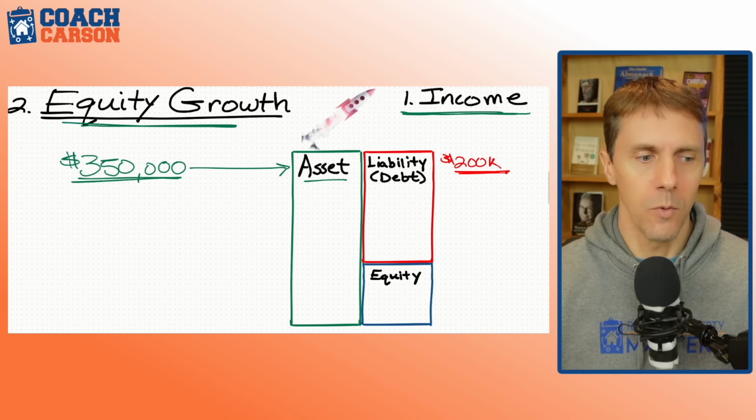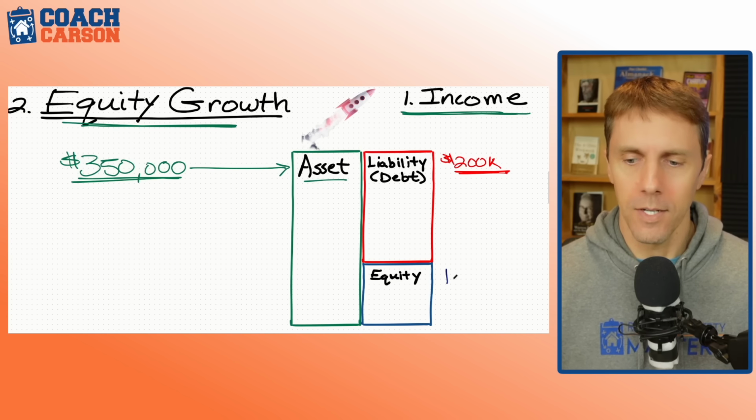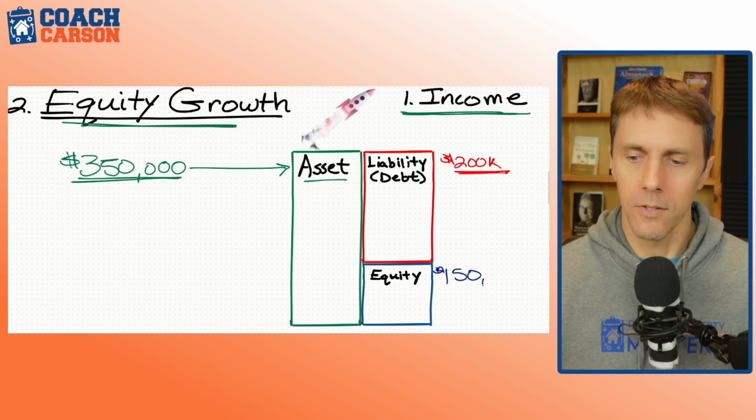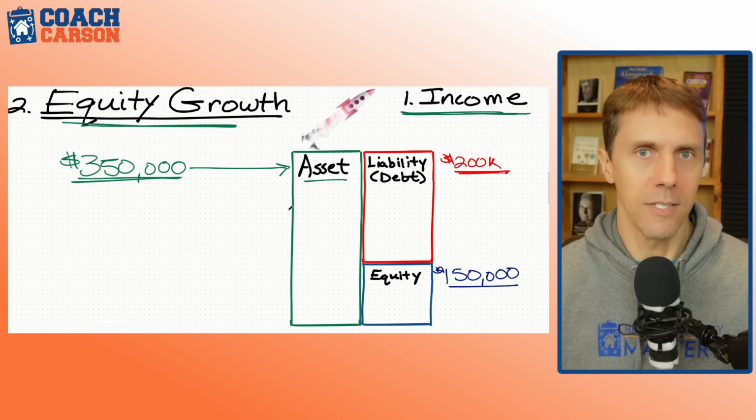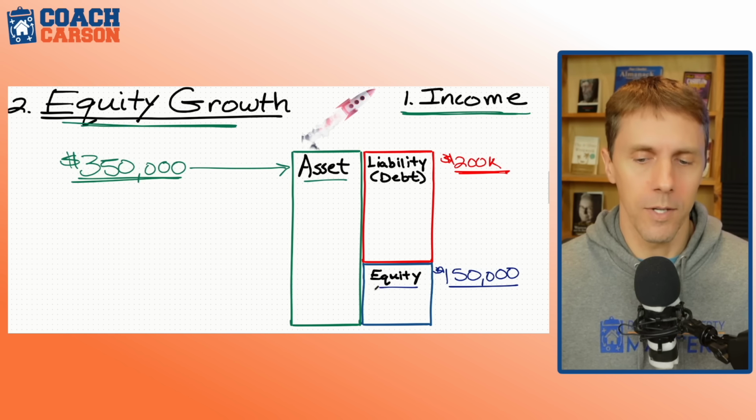And so in this case, we are doing this as a rental property, and we're putting a down payment. Our down payment was $150,000. So $200,000 loan plus $150,000 equals a total of $350,000, and that balances out. So that's the concept. If you get a down payment, you understand what equity means.